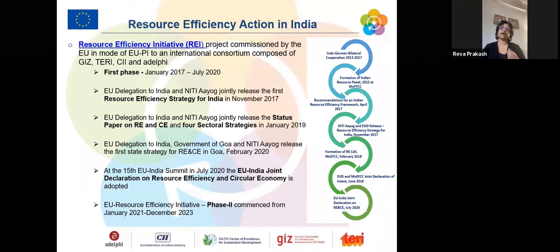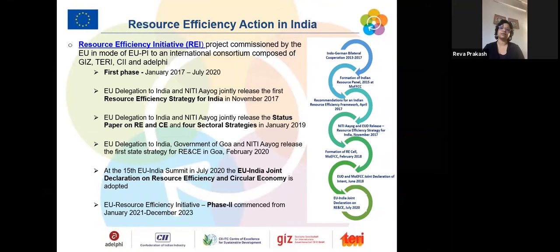And this work was actually being then taken up by a resource efficiency initiative, which is what I'm part of currently. And the resource efficiency initiative then worked with the NITI Aayog and also with the Ministry of Environment and Forest. So with the NITI Aayog, what was done was that a resource efficiency strategy for India was launched. It had a core action program and a medium to long-term action program.